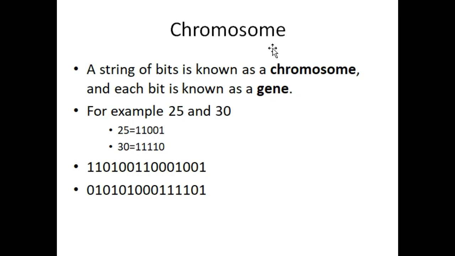Just look at this chromosome. A string of bits is known as a chromosome, and each bit is known as a gene. For example, there are two numbers, 25 and 30. So I will convert these two numbers into binary form. These are the chromosomes. As I said, this is a string of bits. So ये हमारे पास क्रोमोसोम है. In the same way there are two other chromosomes. ये भी हमारे पास एक एग्जांपल है क्रोमोसोम्स की.